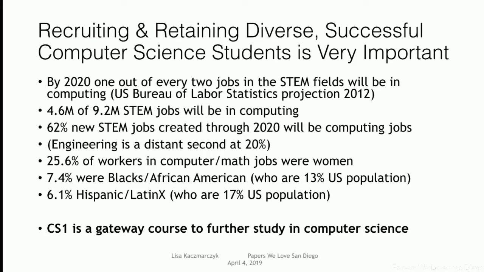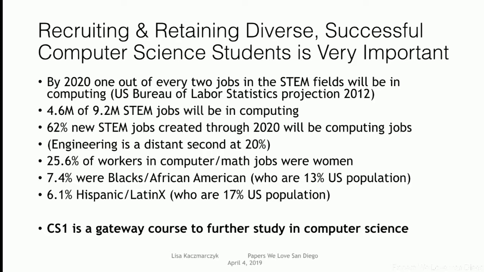And notice in parentheses, engineering is far behind. Computer science, 62% of new STEM jobs created through 2020 will be in computing. That doesn't include engineering. When we separate engineering out from computer science, engineering's far behind. So the jobs are in computer science, and they're going to be in computer science. And then you have some of those stats that I was talking about showing you, when it comes to diversity, it's pretty poor.